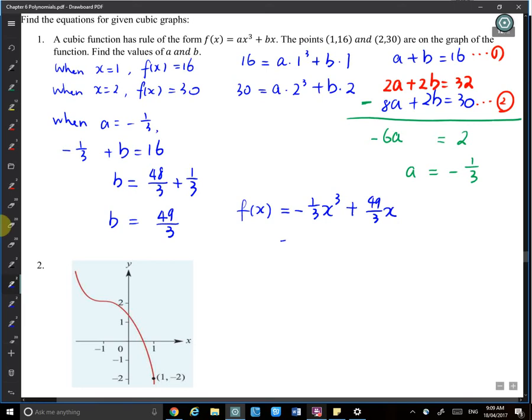If I factorize this one, I will put negative 1/3 out, and I take out x. I have x squared minus 49, and x squared minus 49 will give me x plus 7 and x minus 7.